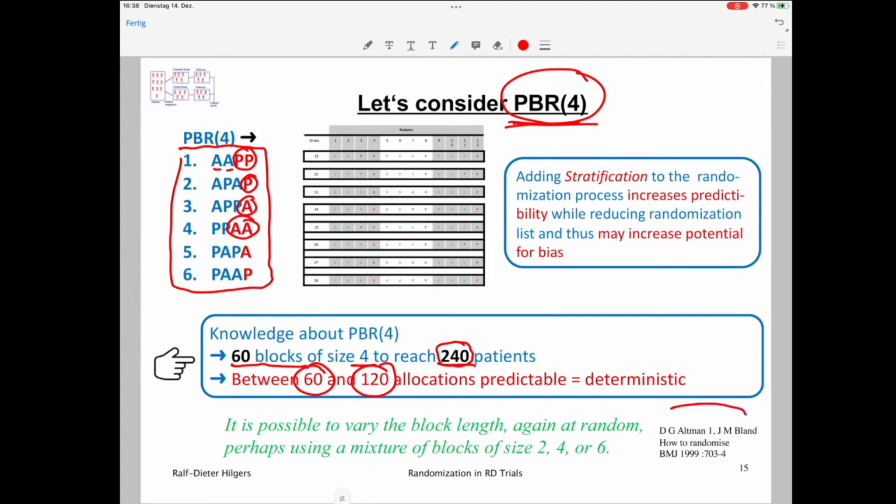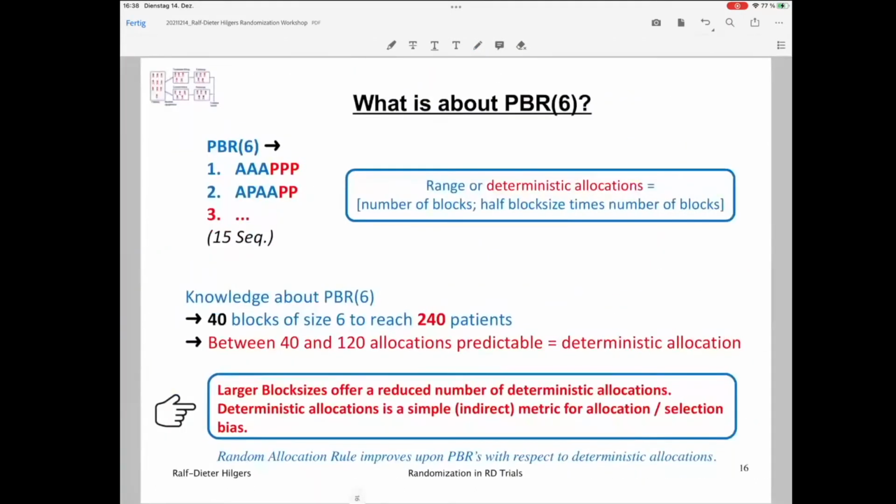So Blount and Altman suggested to vary or to use other block sizes, and interestingly, they advocated for block sizes 2, 4, and 6. Well, I go the other way around. I increase the block size. And what you see is, if the block size increases, you have a potential for 3, 2, and 1 deterministic allocations in the 15 potential blocks of block length 4. So that makes 40 to 120 deterministic allocations. The 120 is kept, but the 40 is going down.